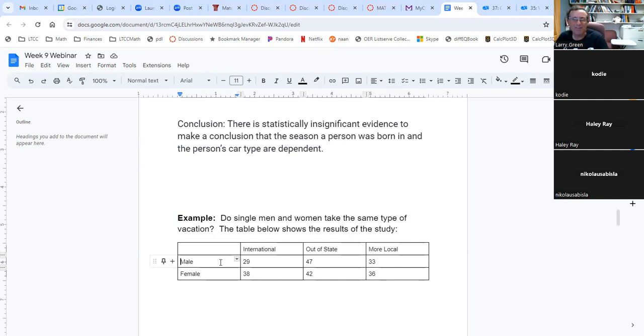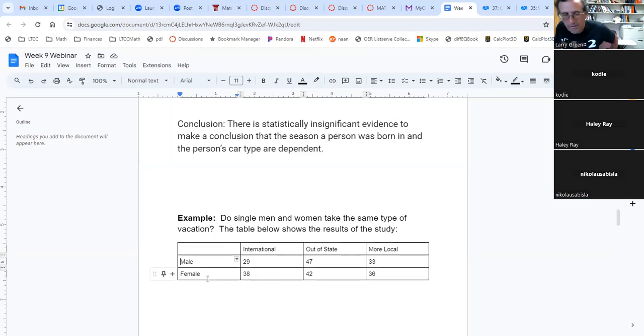All right, so I want to let you know that this is a different kind of test. It kind of has features of both of our other examples. One feature you'll notice is we had 2 survey questions, both qualitative. The other feature is that we're looking to see if the distribution of vacation type is the same for men and women. That sounds like goodness of fit, and it kind of sounds like a test for independence. It's not either of them.